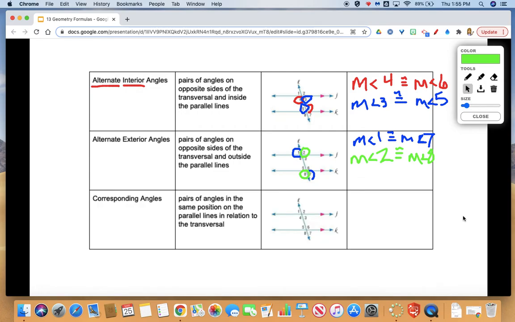My last angle relationship is corresponding angles. These are pairs of angles in the same position on the parallel lines in relation to the transversal. We're looking for angles that just sit in the same spot.